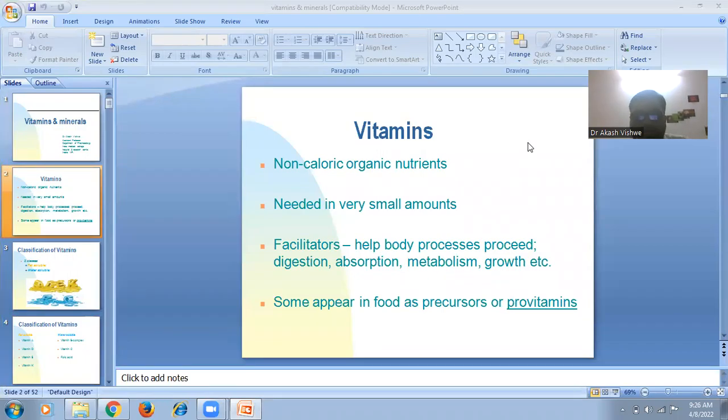Okay, so what are the vitamins? Vitamins are non-caloric organic nutrients needed in very small amounts in the daily routine. So what are the functions of the vitamins? They help body processes to proceed properly, like digestion, absorption, metabolism, and growth, etc. Some appear in food as precursors or provitamins.